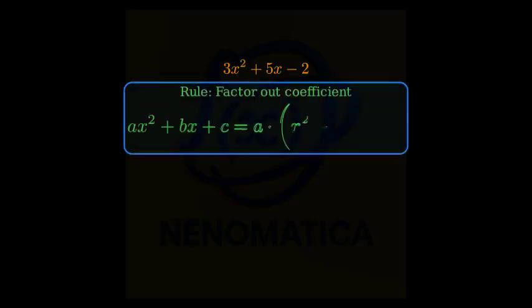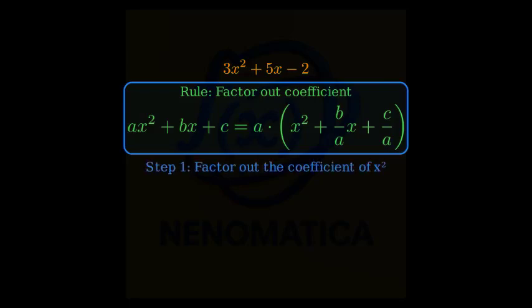We'll factor out the coefficient of x squared, which is 3. To do this, we rewrite the expression as 1/3 times 3 times the original expression. So we have 1/3 times the quantity 3 times the quantity x squared plus 5x minus 2.